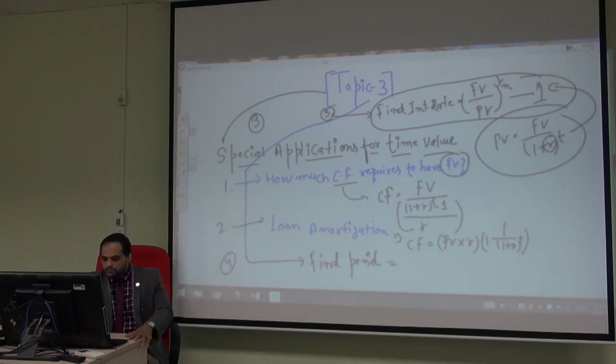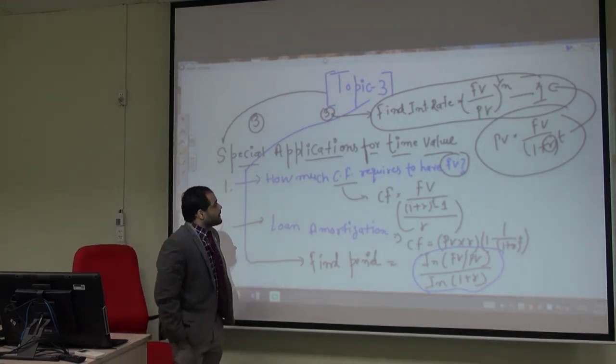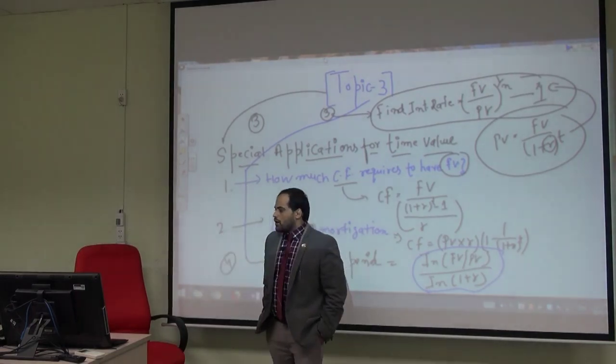So the formula is ln of future value divided by present value, divided by ln of 1 plus r. So this formula will help us to estimate the time. That's all about the special applications for time value. So that's all about topic 3.